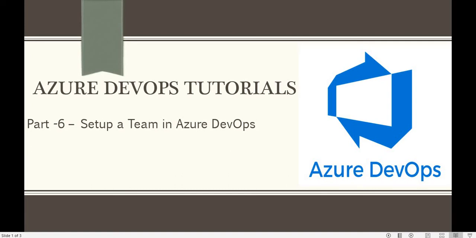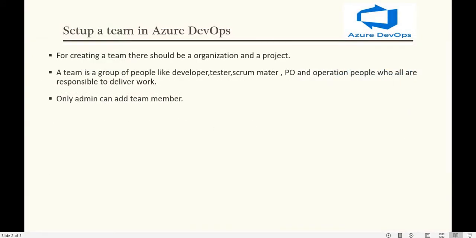In this tutorial, we will see how to set up a team in Azure DevOps. In the previous tutorial, we saw how to create the organization and how to create a project in Azure DevOps. So in this tutorial, we will see how to set up a team in Azure DevOps. For creating a team, before that we should have an organization and a project, because under a project only we can create a team.